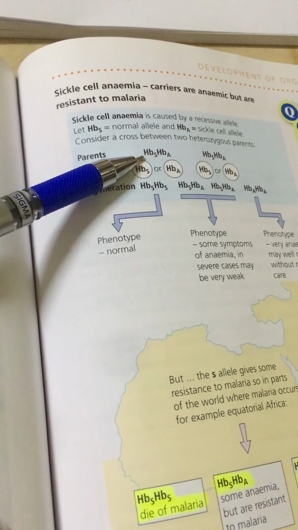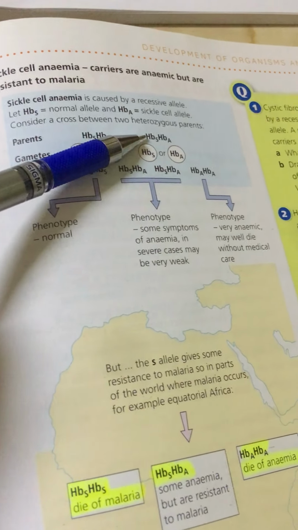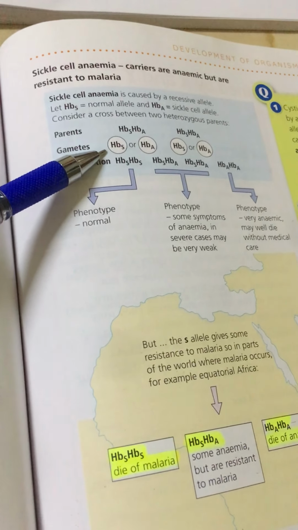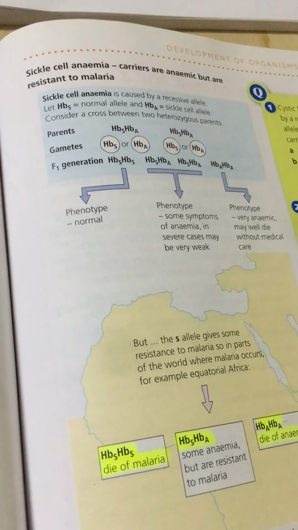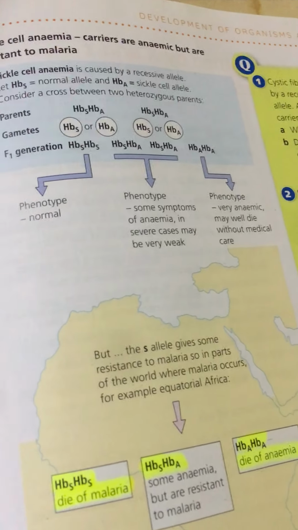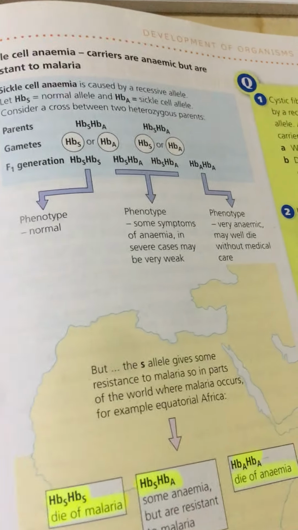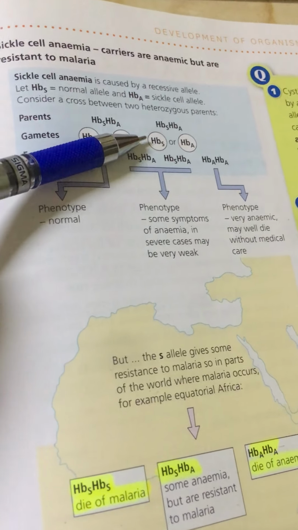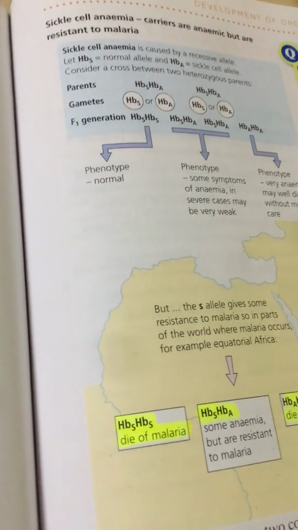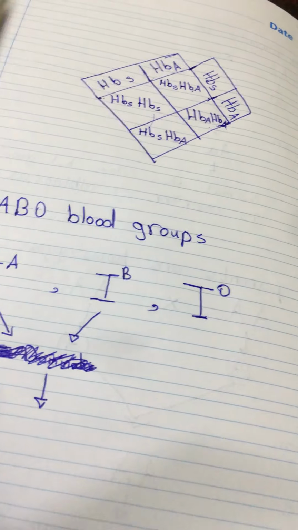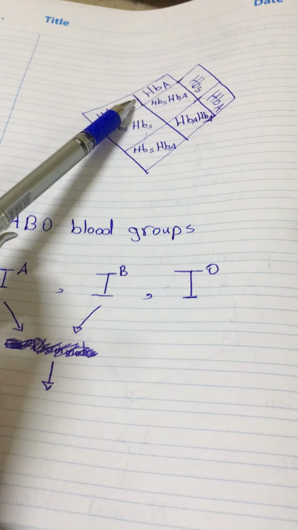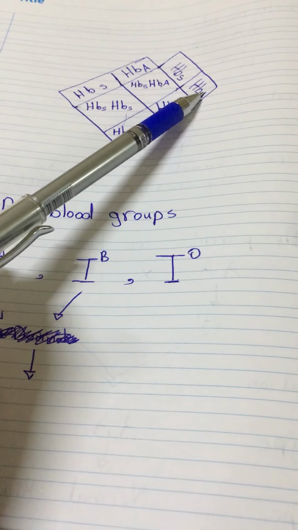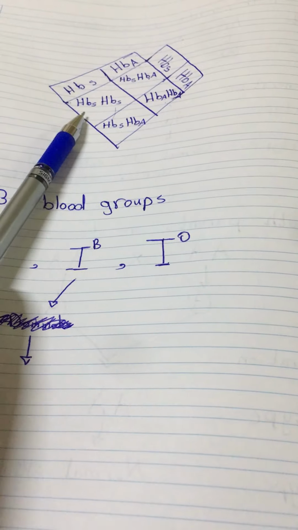So this is the first parent, and here we have the second parent. When we produce their gametes, the first gamete will be HBS and the second HBA, and also for the second parent, we have HBS and HBA. So by making the square, here I make the square for you. The male HBS and HBA, and HBS and HBA for the female. So they will produce 4 offspring.